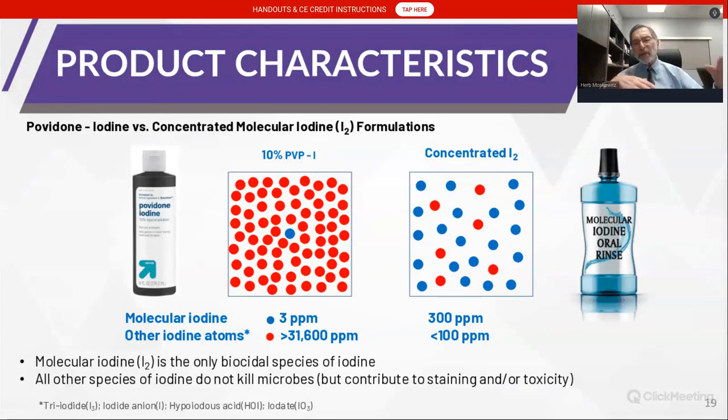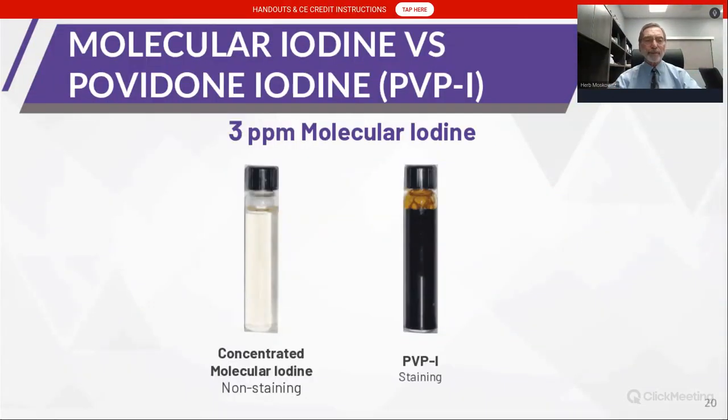So it doesn't change into the other species, and also the other species of iodine are suppressed or eliminated, so that the other species of iodine, instead of a total of 31,600 parts per million, in the new molecular iodine rinses is perhaps just a few hundred parts per million of total iodine. So since there's less total iodine, they're safer to use. And also, because there's more molecular iodine, they're far more effective.